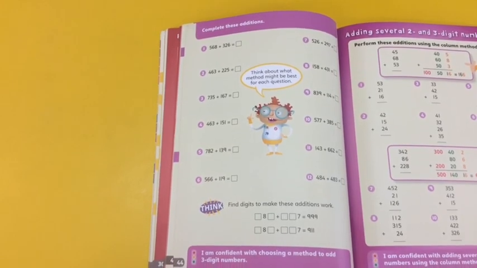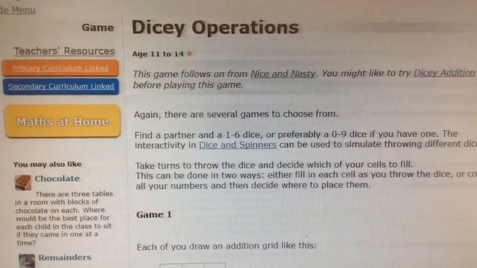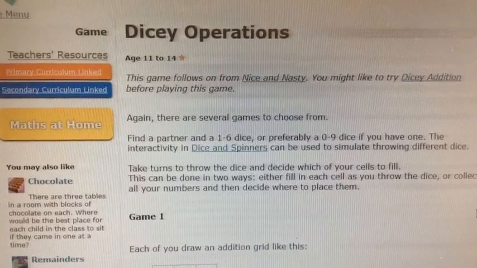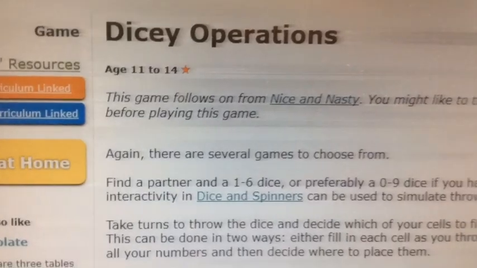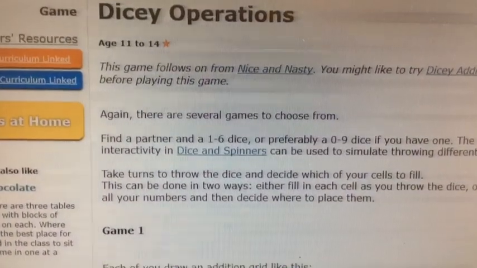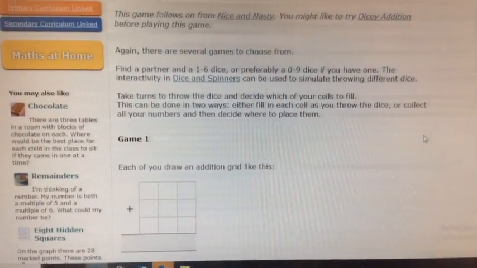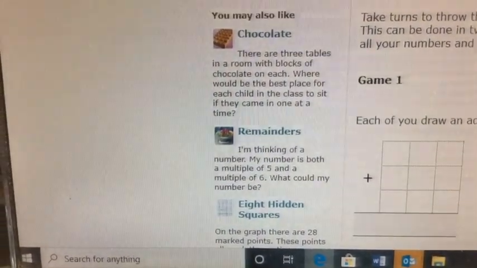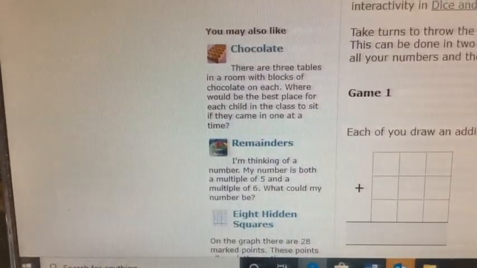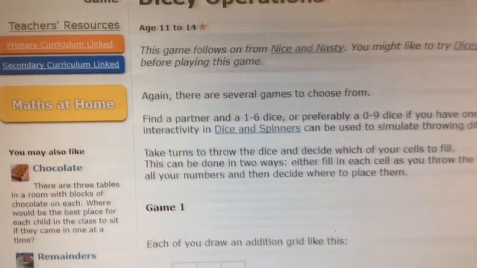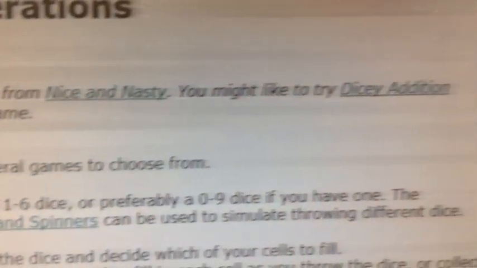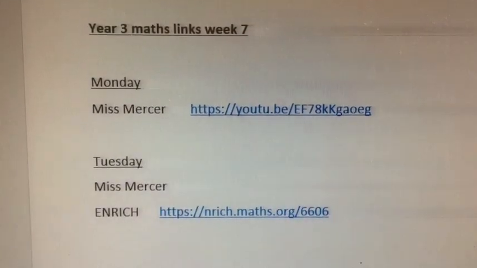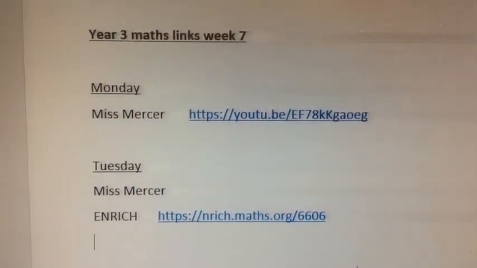And then let's have a look at the Enrich website. You need this one, Dicey Operations. And look at the age. You're really stretching yourself if you can do this. So don't worry if you find this tricky. And don't forget all the activities down the side are good to have a go at too. If you're finding this a bit tricky, you could have a go at Nice and Nasty or Dicey Addition. The links are in the emergency Google folder again, boys.